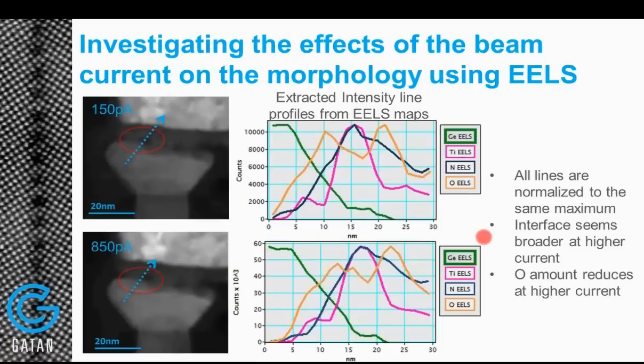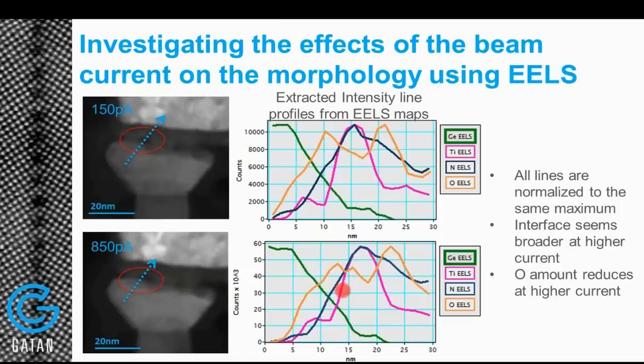So what happens if we extract the intensity profile from each elemental map? This is just using EELS. So we have the case of 150 picoamp going from bottom to top in this particular case, and 850 picoamp. Overall, the shape is the same, but the interesting thing is, first of all, that we find quite a lot of oxygen inside. This is supposed to be pure titanium nitride, but we can see some oxygen. But the interesting thing that we notice right away, if you look at this, all these lines are normalized to the same maximum, is that the interface seems to be wider in the case of higher current. So we're actually changing something, even just looking at intensity profiles extracted from each compositional map.